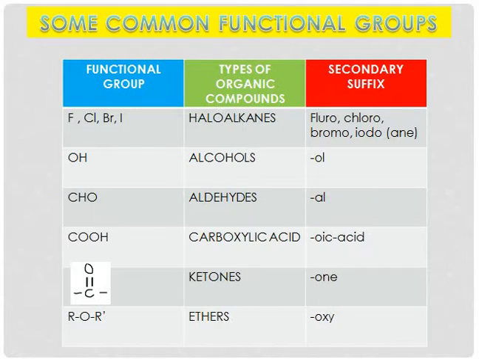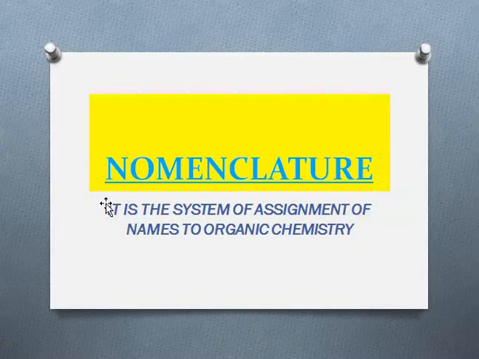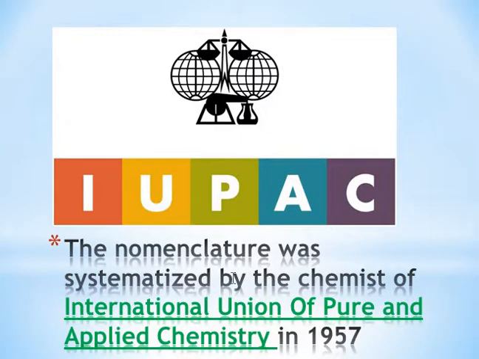Now we are going to look at the nomenclature. Nomenclature means the system of assigning names in organic chemistry. So it is a systematic way to name organic compounds. Now we are going to look at the IUPAC. The nomenclature was systemized by the chemists of the International Union of Pure and Applied Chemistry in 1957. This is the meaning of IUPAC.